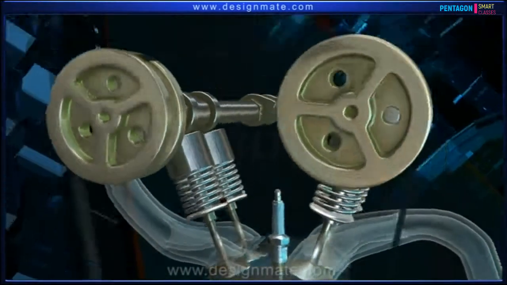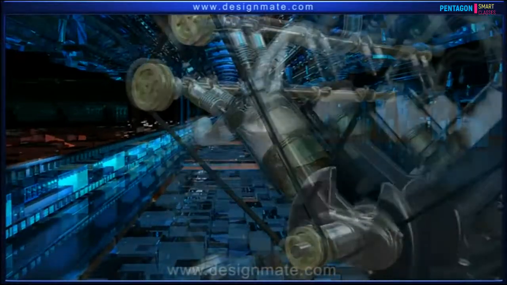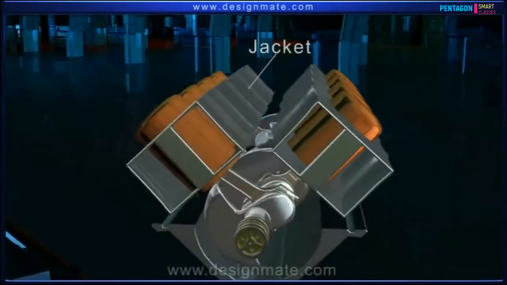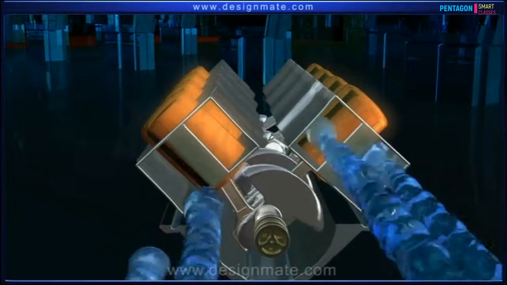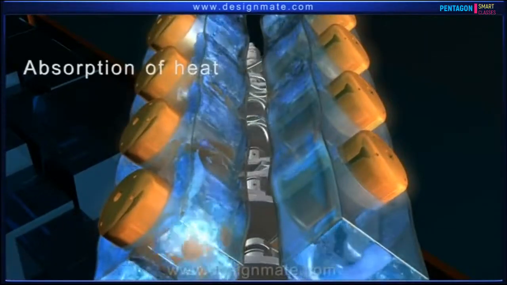Camshafts are connected by timing chain with the crankshaft to maintain synchronization between their motions. And a jacket surrounds the cylinder bank, through which cold water is continuously circulated to absorb excess heat produced during combustion.